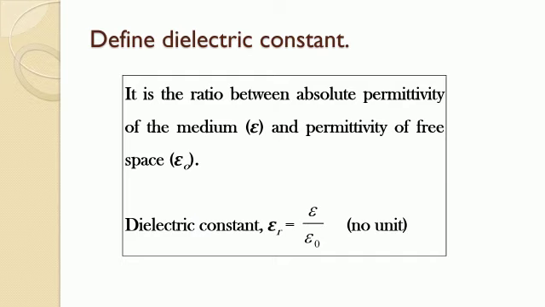An important parameter to define a dielectric material is the dielectric constant. It tells you how much electric field is permitted inside the dielectric. It is the ratio between the absolute permittivity of the medium and the permittivity of free space. Being a ratio, it has no unit.